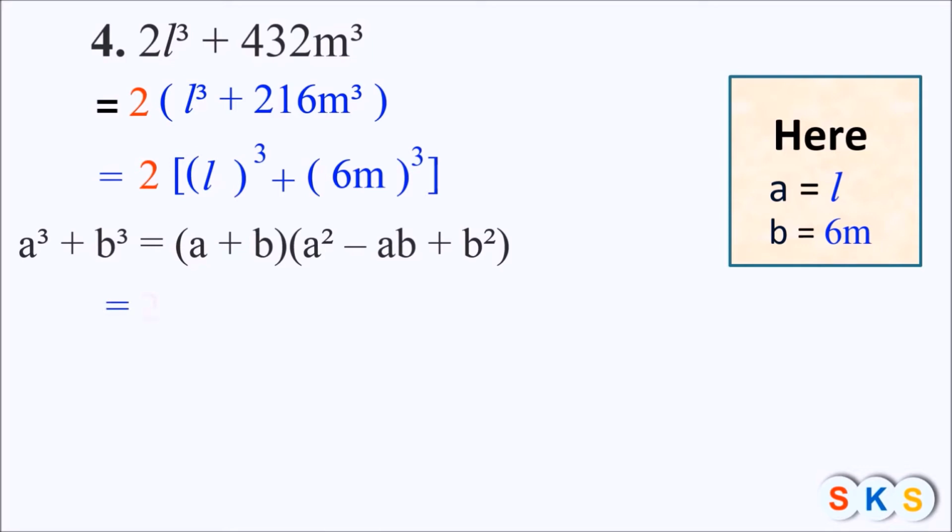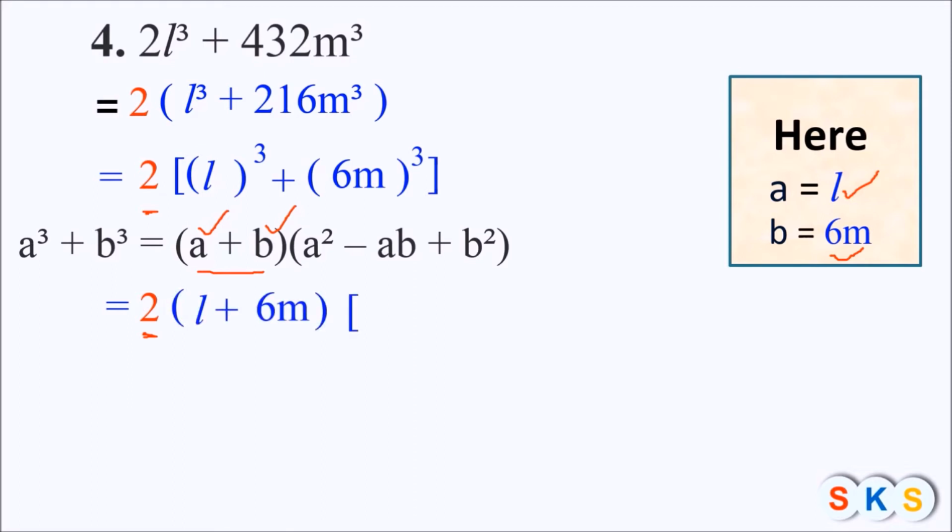Okay, look at the first term of the bracket. Okay, we will copy this 2 as it is. Okay, now we'll solve this bracket a plus b. Here what is the value of a? You can see in the box it is l. And what is the value of b? You can see in the box it is 6m. So a plus b will be replaced by l plus 6m, close the bracket.